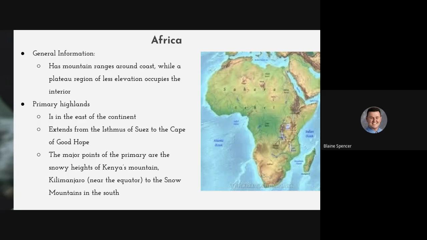Okay, so the primary highlands. So what causes this to be unique compared to the last three is that the primary highlands is on the east. Okay, the west is over here. The east, we see this right here. We see these mountains right here. Okay, this is the primary highlands. Okay, it extends from the Isthmus of Suez, okay, up here, this region right here, to the Cape of Good Hope, which is way down here at the bottom of the continent.